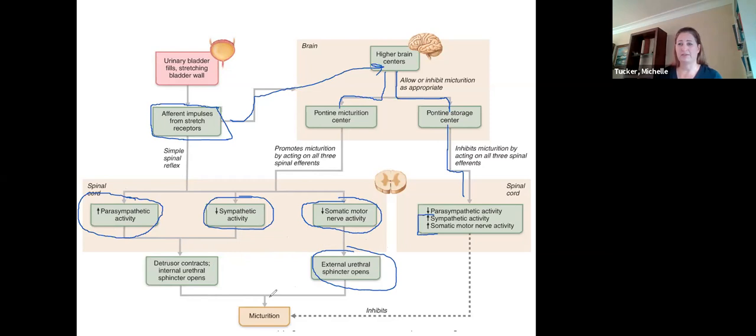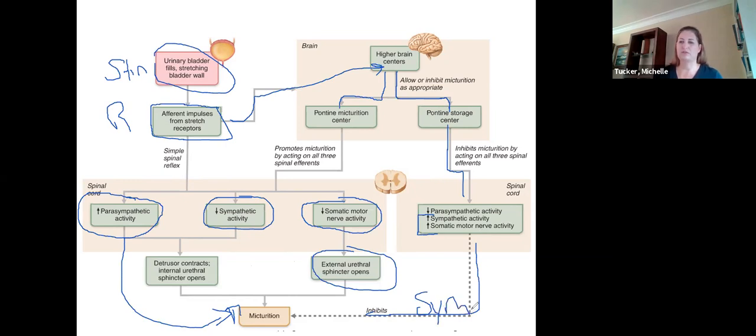Seems very complicated for something that we do many times per day. The things for the exam to keep in mind are the stimulus, which is bladder filling, the receptors, which are stretch receptors in the bladder wall, and that parasympathetic activity encourages micturition, whereas sympathetic activity inhibits it.